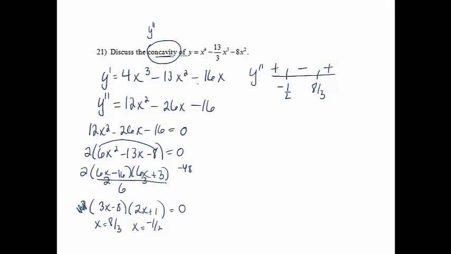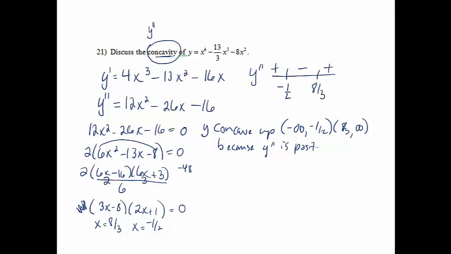So when it's said to discuss the concavity, I will say y is concave up on the intervals negative infinity to negative 1/2, and then 8/3 to infinity. And as I'm discussing, I will justify as well. And that would be because y double prime is positive. And again, it's not f double prime, it is y double prime. And then y is concave down on the interval from negative 1/2 to 8/3, and that will be because y double prime is negative.